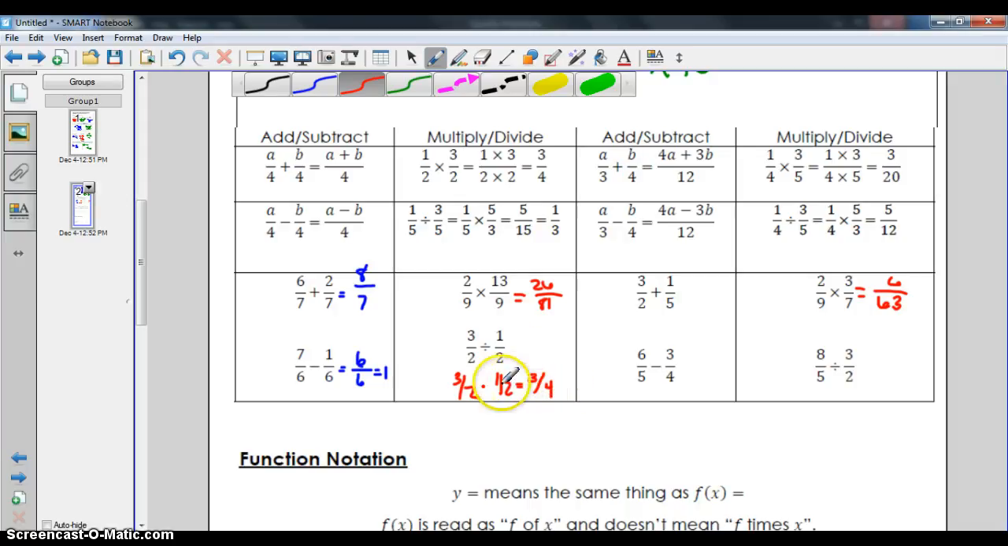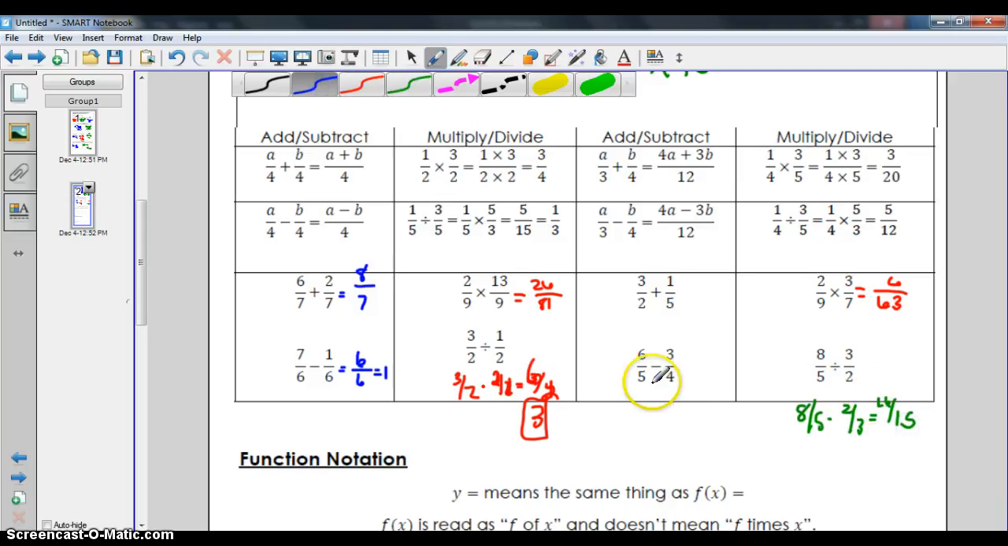Multiply across, oop, nope, 2 over 1. I didn't flip it, there we go. So 6 over 2, which is 3. So flip that second fraction, as I struggled to do there. So 8/5 times 2/3, multiply across, 16 over 15.